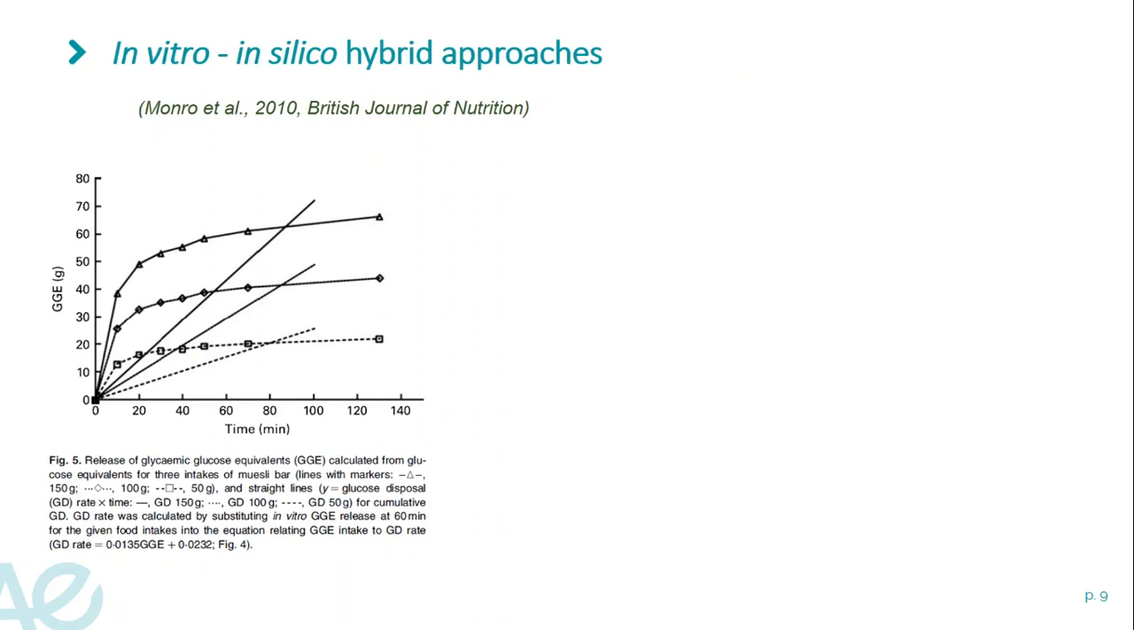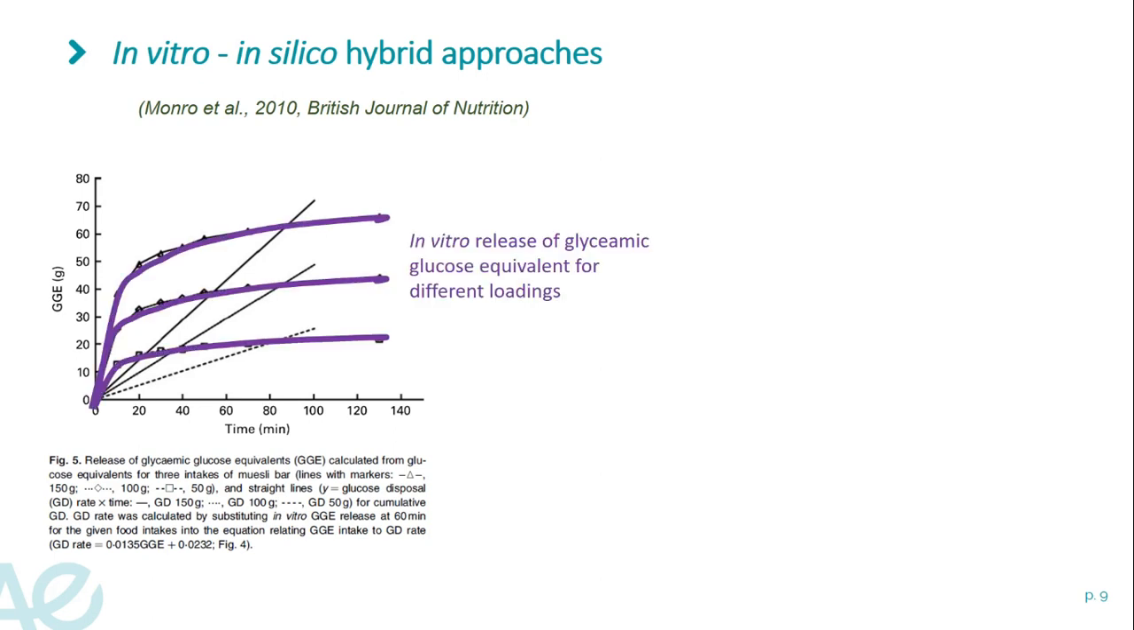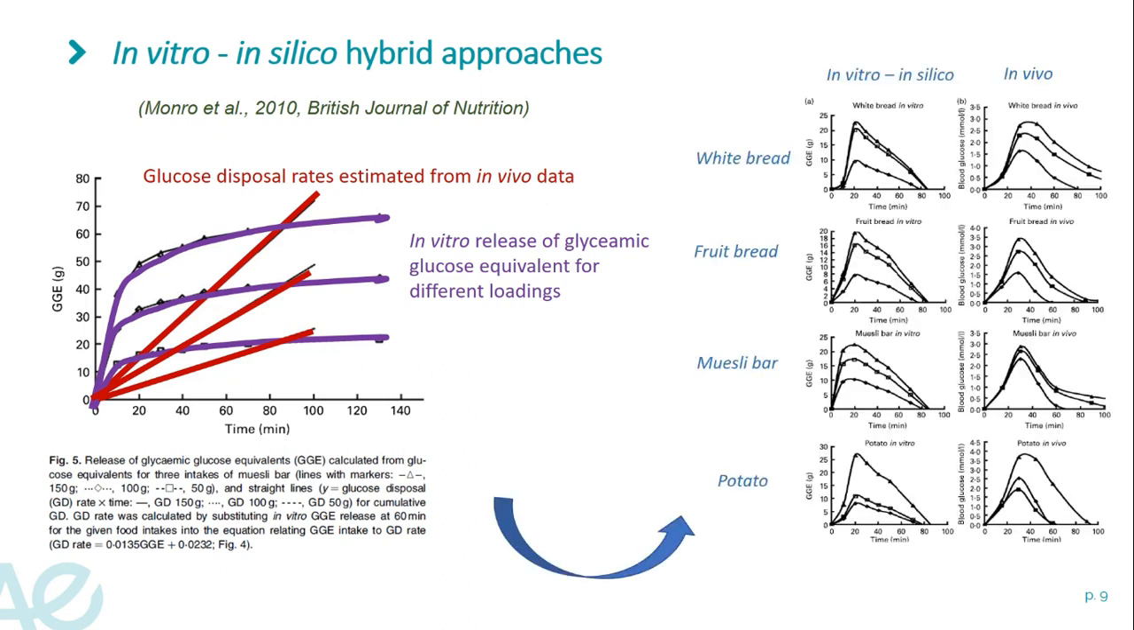So the first example comes from John Monroe. As you may see, he observes the in vitro release of glycemic glucose equivalent for different loadings. And what is interesting is that he also estimated the glucose disposal rates from in vivo data. So just by subtracting the two curves, he was able to predict the glycemic response to various foods and also various loadings. And as you may see, there is a very nice correlation between the in vitro in silico approach and the in vivo data. So this example nicely shows that very simple calculation can be used to bring the in vitro results closer to the in vivo situation.